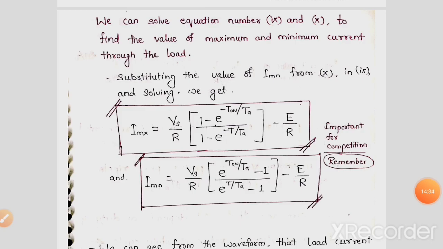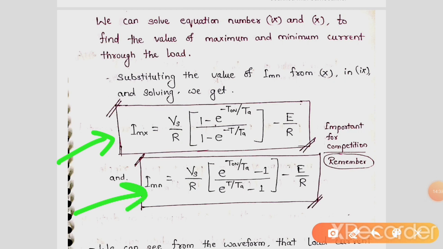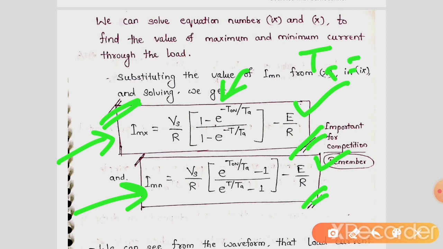Now we can solve the above two expressions to find the value of maximum current and minimum current, and these are other important expressions for minimum and maximum current. It is very important and you must remember it, and you must not confuse between the expressions here. For I max it is Vs upon R, 1 minus e to the power minus T on upon Ta, where Ta is equal to R upon L.